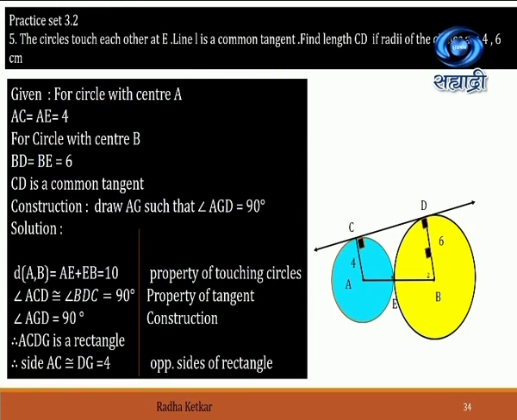The circles touch each other at point E. Line L is a common tangent and we have to find the length CD if the radii of the two circles are 4 and 6 centimeters. You can see the construction here. One line is drawn. Let us understand what exactly we are trying to do here. You can see first a blue colored circle with radius 4, and a yellow colored circle with radius 6. Here AC is going to be 4, and also AE is going to be 4 because that is also the radius of the circle.